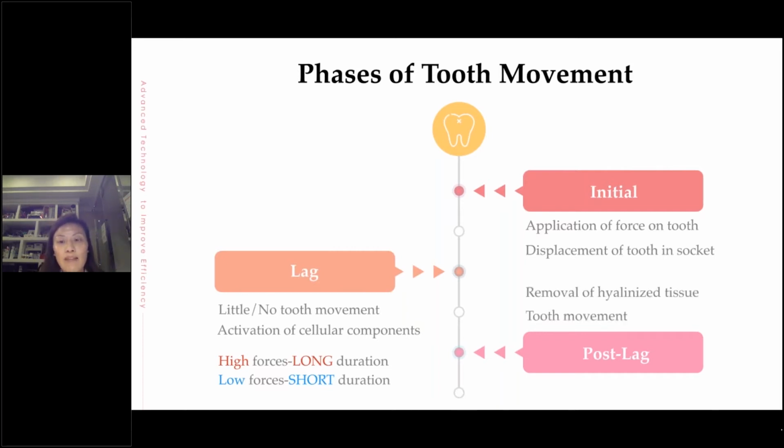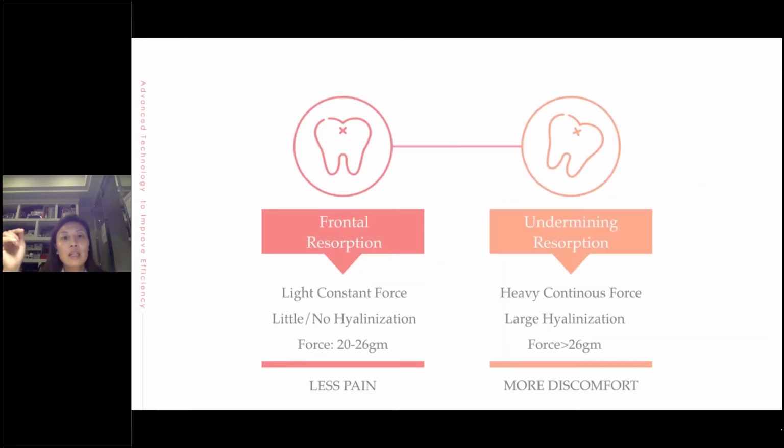So during the post-lag phase, you will see the removal of hyalinized tissue after the bone deposition and bone resorption process. And you will see the tooth movement after all this series of tooth biology. And when we're talking about bone resorption, you will find two types of bone resorption. One is the frontal resorption, which is what we want. The other one is called the undermining resorption.